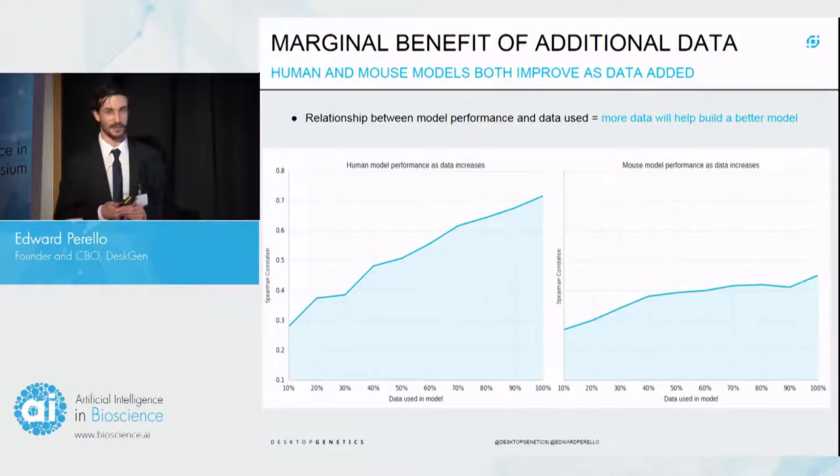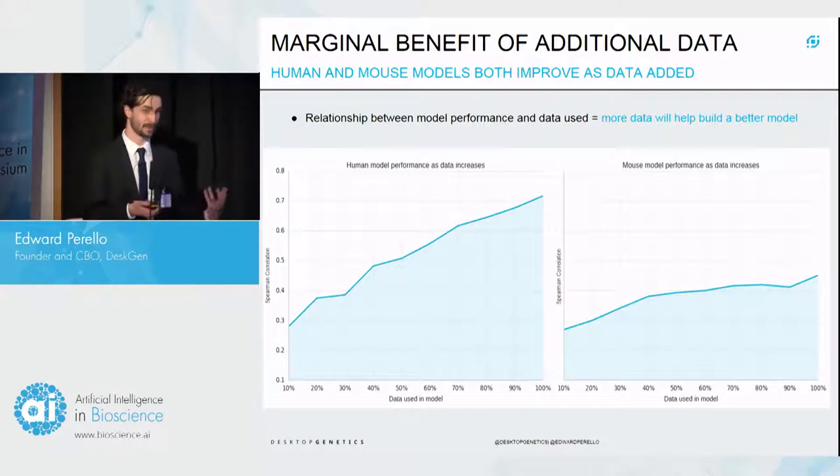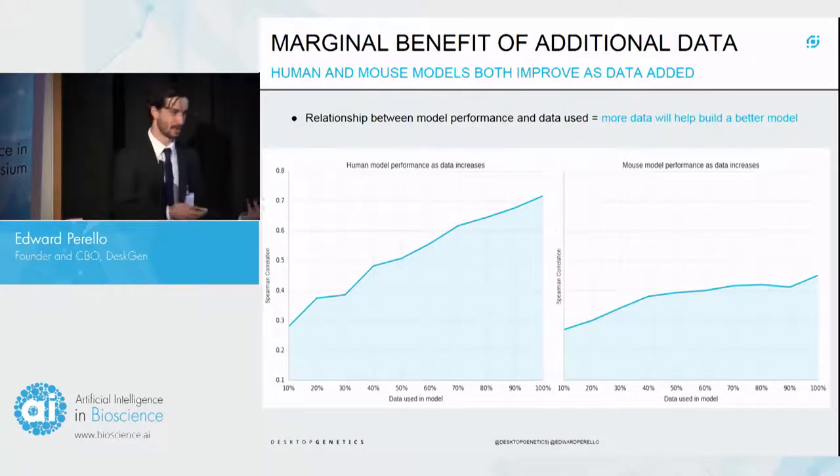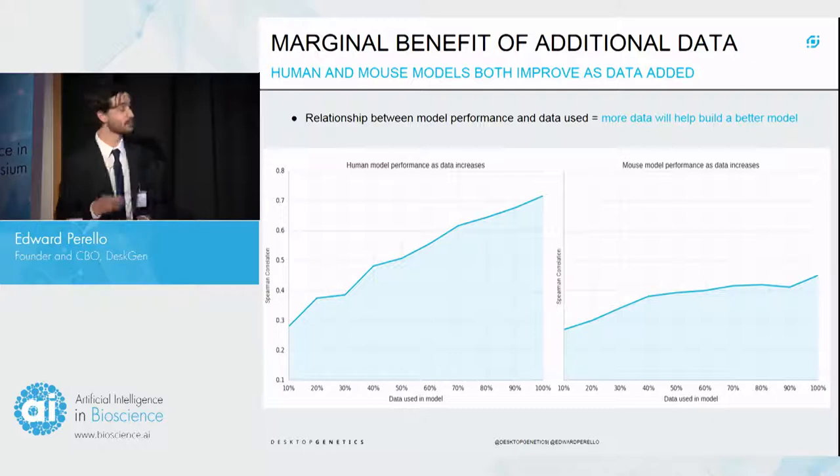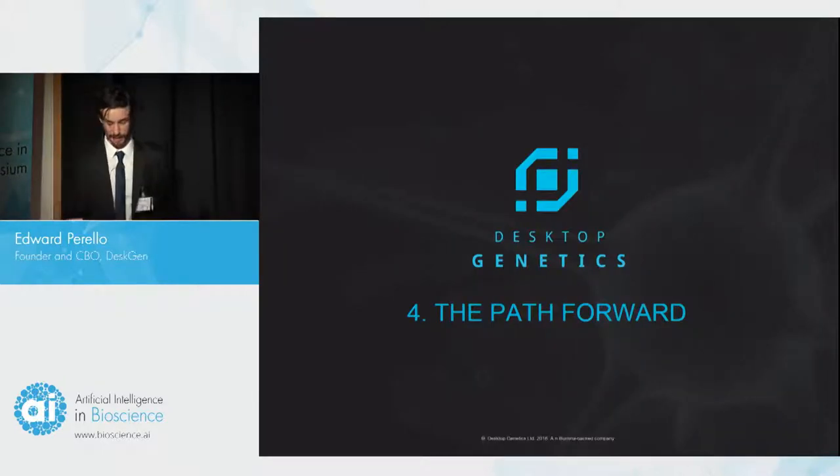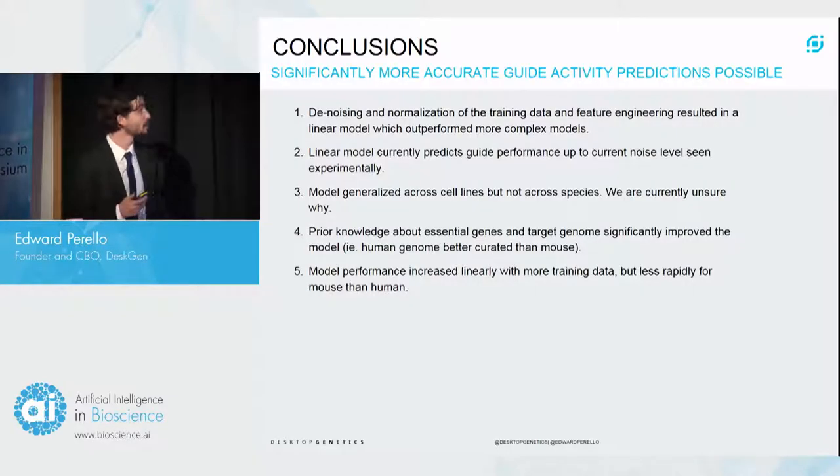If you're trying to develop models for new species, however, that's a big open question. If we don't know what genes are essential, how do we first build that essentiality training library, so that we can start obtaining data from our depletion assays to then feed into our model and go through that iterative process? So, some conclusions and the path forward.